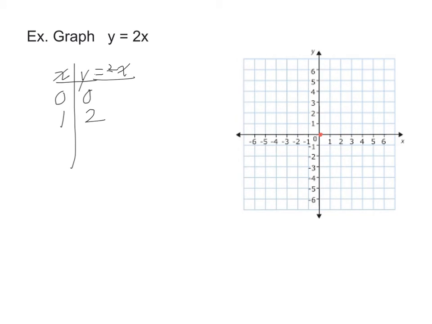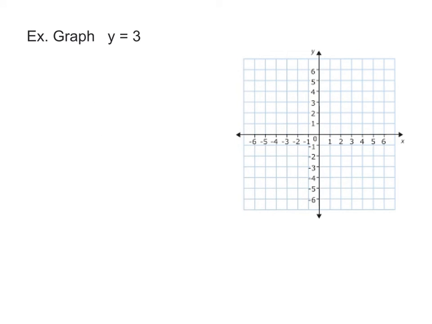Would give me 2. Negative 2 would give me negative 4. This should be enough. And there's my line. It only crossed once at the origin. So it's a little bit different, and your intercepts method might not be the best to choose.